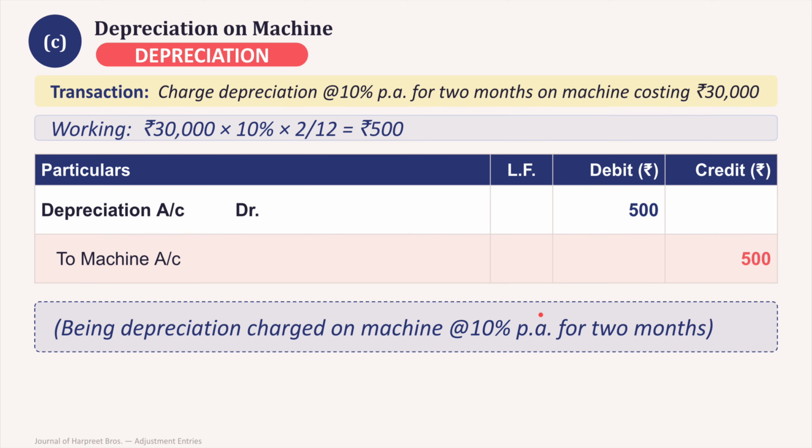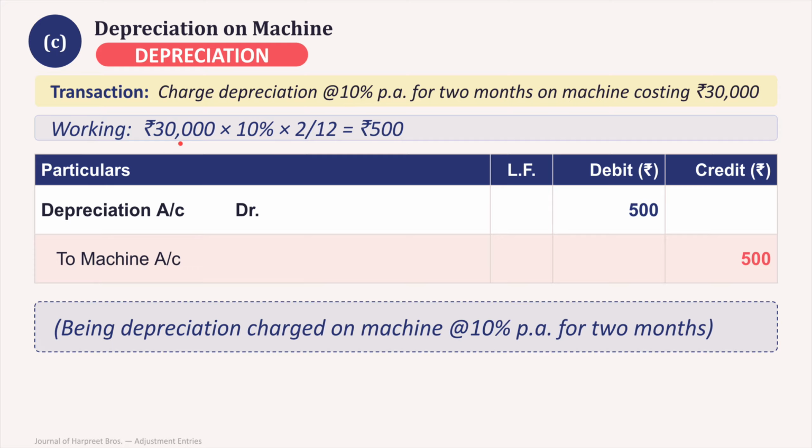You can write that. Next, charge depreciation at 10% per annum for 2 months on machine costing 3,000. Now, what is this depreciation? If you see any asset you're going to purchase and use, as and when you're using it, it will have a lifetime, okay? So, as you're using it, the value of the asset will slowly reduce. That reduction of value we will charge in the books of accounts as depreciation. Here they are charging it at 10% per annum straight.